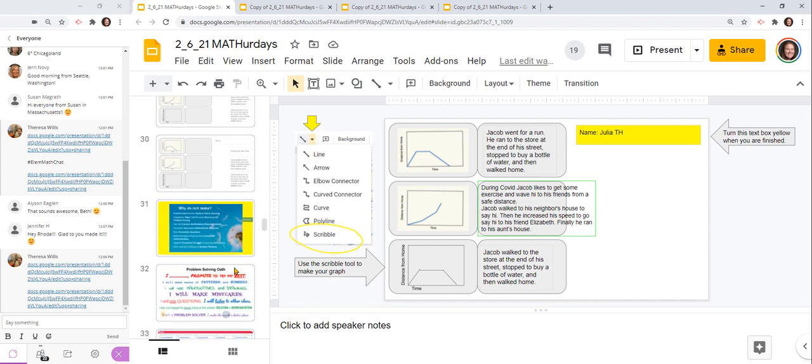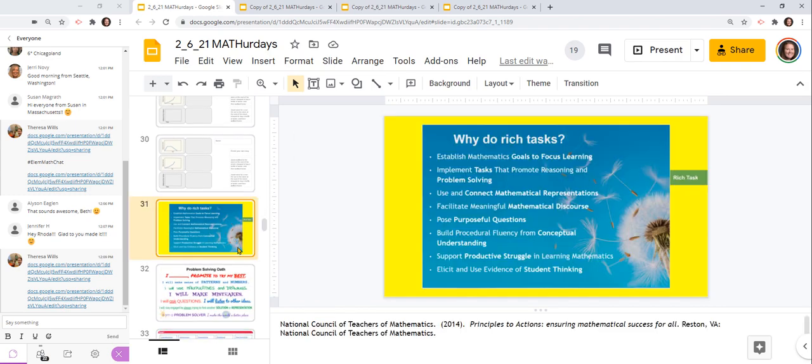So without further ado, let's jump into our rich task. This is where we get to really investigate the mathematics. On slide 31, I do have the reasoning why I do rich tasks. I like to always keep these in the forefront as I am a math education researcher, but also try to make sure that there's good pedagogy involved.